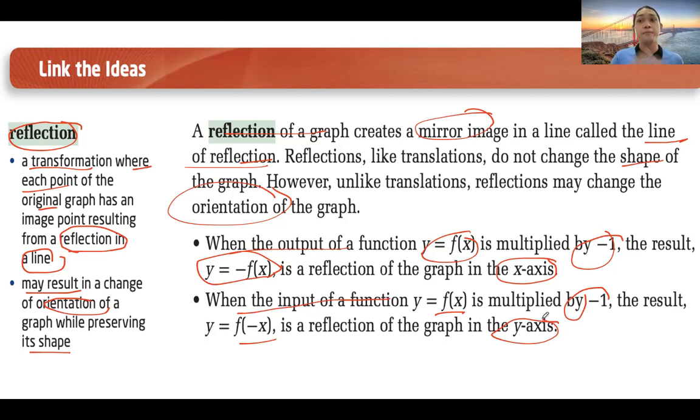So please remember that when you multiply -1 to the output, it gives you y is equal to negative f of x, and this means that there is a reflection in the x-axis. If you multiply -1 to your input, then the function will be transformed into the form of y is equal to f of -x. And that means there is a reflection in the y-axis. I want you to remember that one.